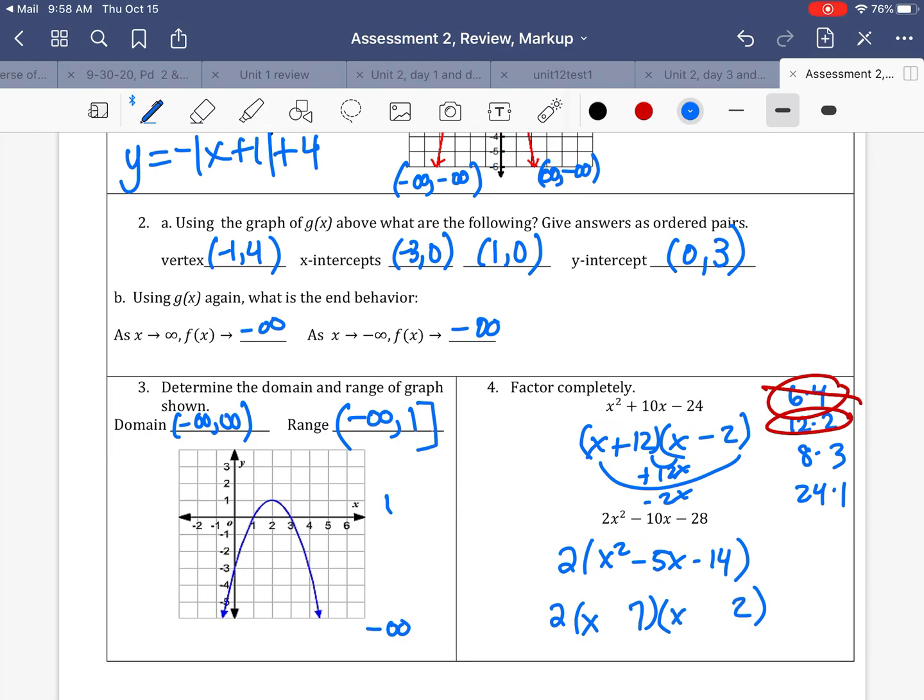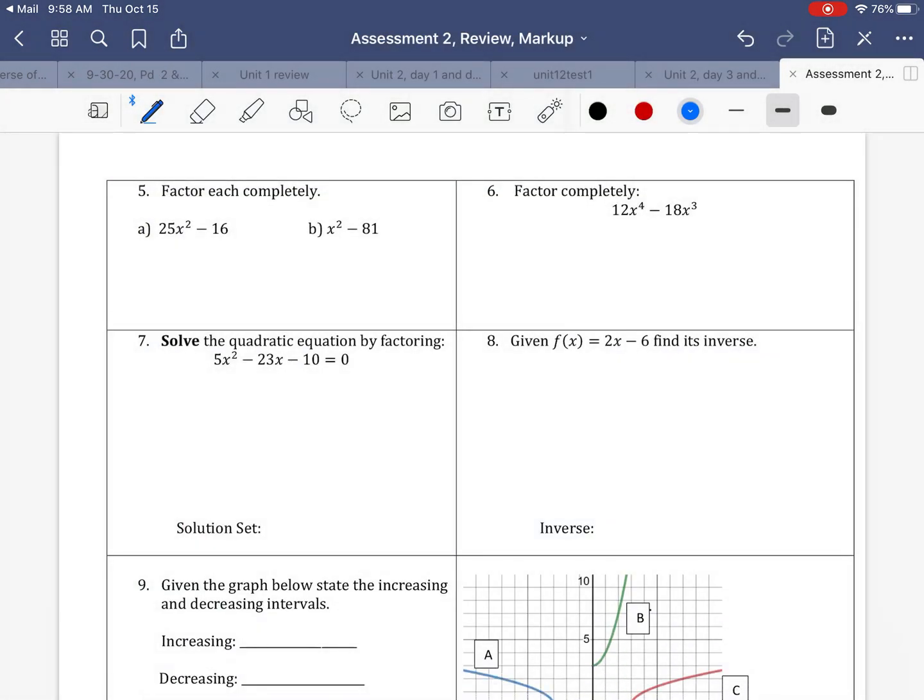So 7 and 2, and if I do a negative 7 and a plus 2, let's check it out. 2x and negative 7x. That makes negative 5, makes negative 14, so we're good to go. All right, so next page here.